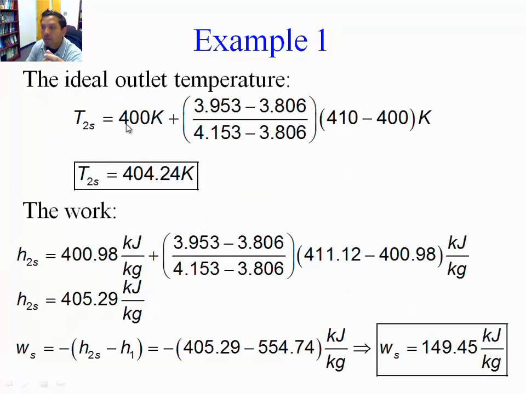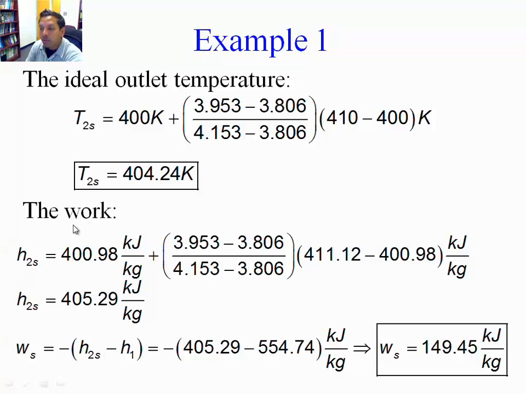So we perform the interpolation. The temperature at the outlet, ideally, because we're assuming all of this under the premise that delta S is equal to 0, so the temperature at point 2, ideal, or isentropic, is somewhere between 400 and 410. So we're interpolating using PR. The value that we found is 3.953, which is bracketed between 3.806 and 4.153. That leads to an isentropic temperature of 404.24 Kelvin.